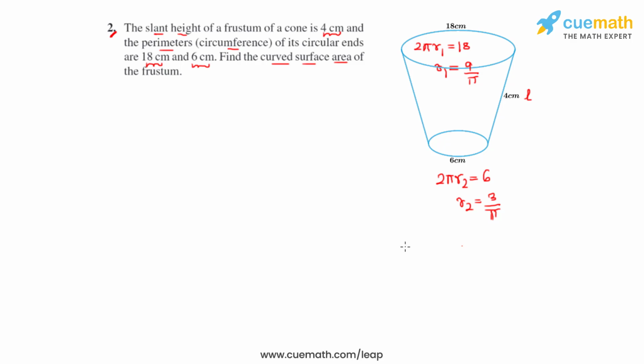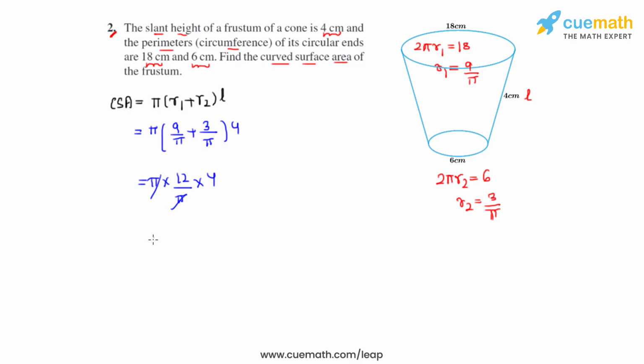Now coming back to the question, what they have asked us is to find the curved surface area of the frustum. And the formula for it is pi times (r1 plus r2) times L. As we have found out the values for all of them, let's substitute them in here and we write it as pi times (r1, which is 9 by pi, plus r2, which is 3 by pi) times L, which is 4. So we write it as pi times 12 by pi times 4.